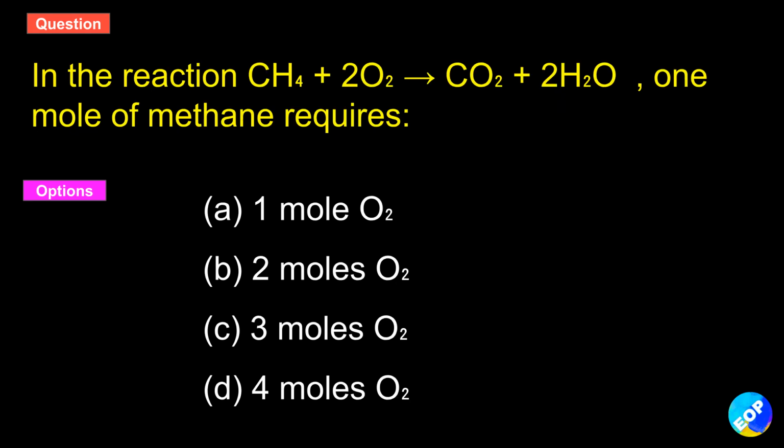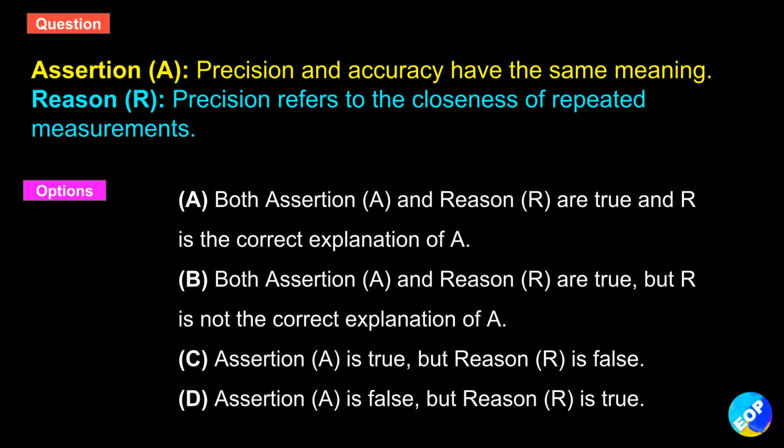In the following reaction, CH4 plus 2O2 giving CO2 plus 2H2O, 1 mole of methane requires, B, 2 moles of oxygen. A says precision and accuracy have the same meaning. R says precision refers to the closeness of repeated measurements. Answer is D. A is false, but R is true.